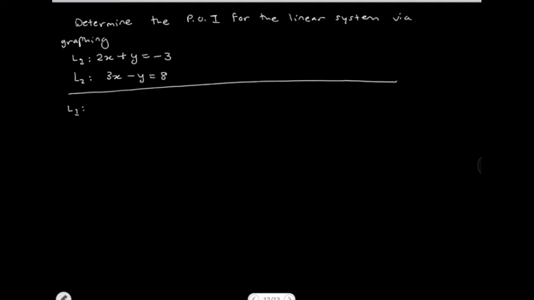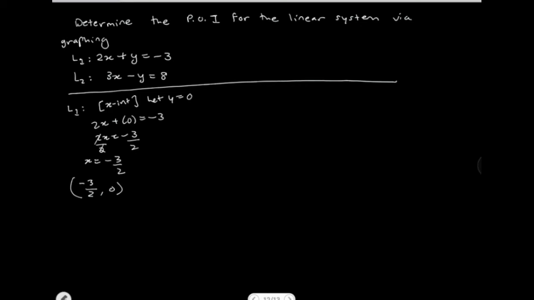Alright, so if I'm using the intercept method, I'm going to first find the x-intercept. I'm going to do this by letting y equal 0. So you get 2x plus 0 is equal to negative 3, so 2x is equal to negative 3. I want to solve for x, so I'm going to divide by 2, and whatever I do to one side, I'm going to repeat to the other side. So x is equal to negative 3 over 2. So we can see that our x-intercept is negative 3 over 2 and 0. That's one of the x-intercepts for one of our lines.